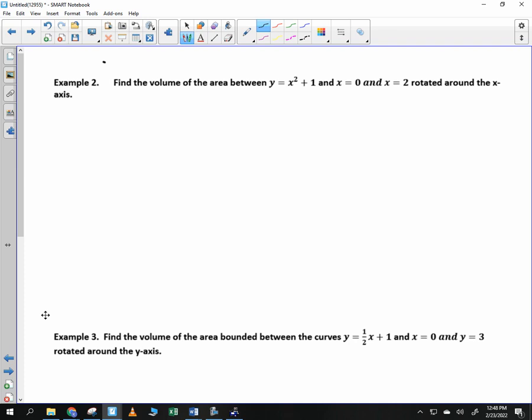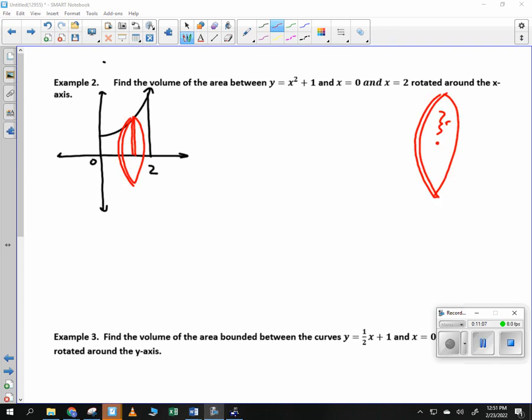Find the volume of the area between y equals x squared plus 1, x equals 0, and x equals 2 rotated around the x-axis. I want you to take a minute and see if you could just draw the shaded region that we're going to be rotating, okay? Just try to visualize it. Go, take about a minute. Kind of a tough deal. All right.